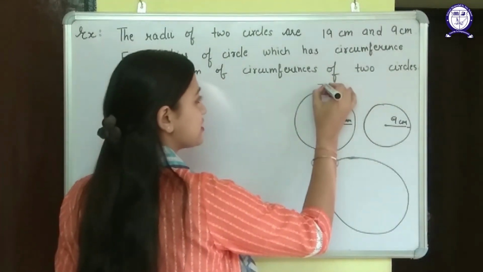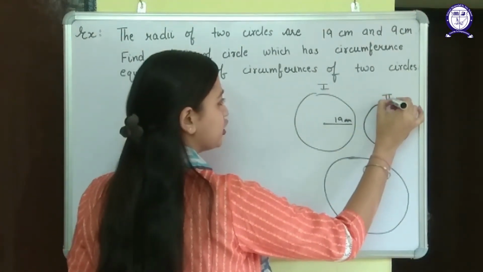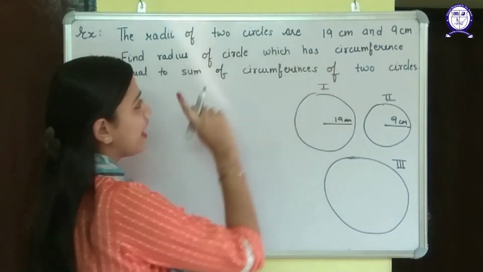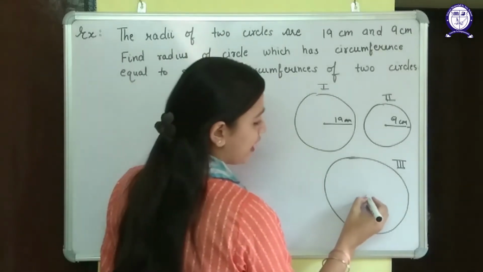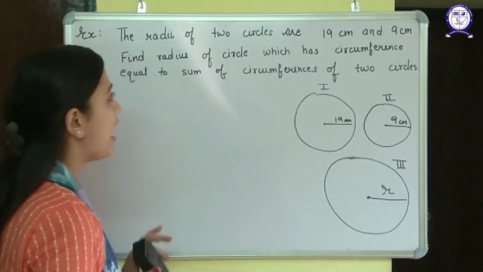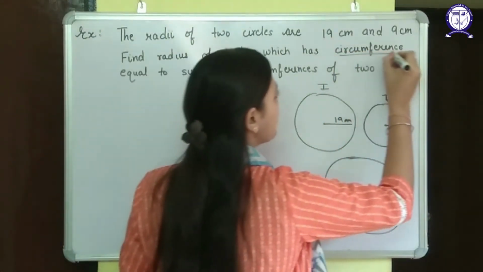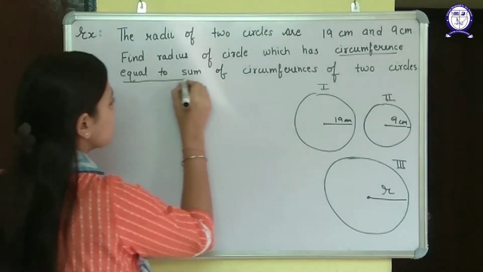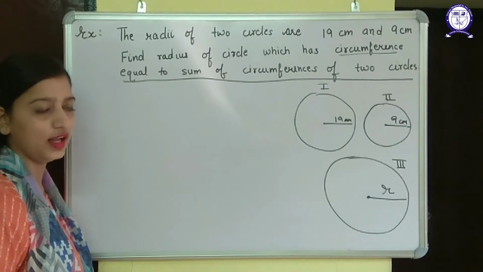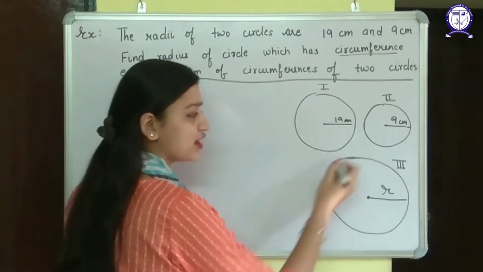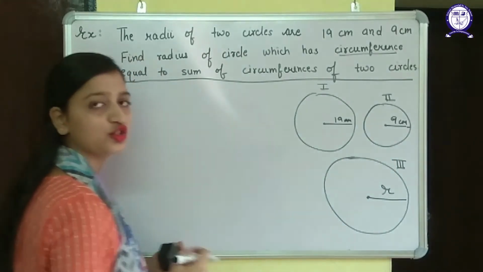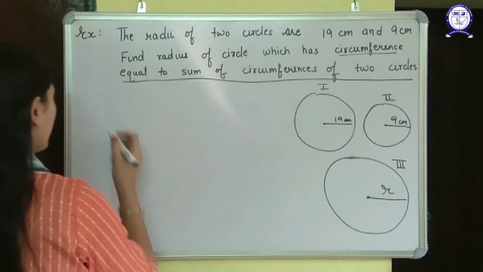This is circle 1, this is circle 2 and this is circle 3. Now look at the question. Find the radius of this circle. We need to find r of this circle, and it is given that the circumference of this circle is equal to the sum of the circumferences of the two circles. So first of all, we will make the equation.